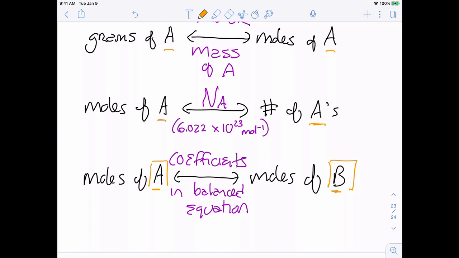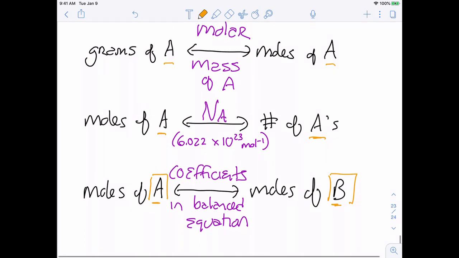So if we're given mass of A and we need to get to mass of B, we're going to have to convert from mass, so grams, to moles using my molar mass. Then from moles of one to moles of the other using those coefficients, and then moles back to grams of my new substance using the molar mass of that new substance.